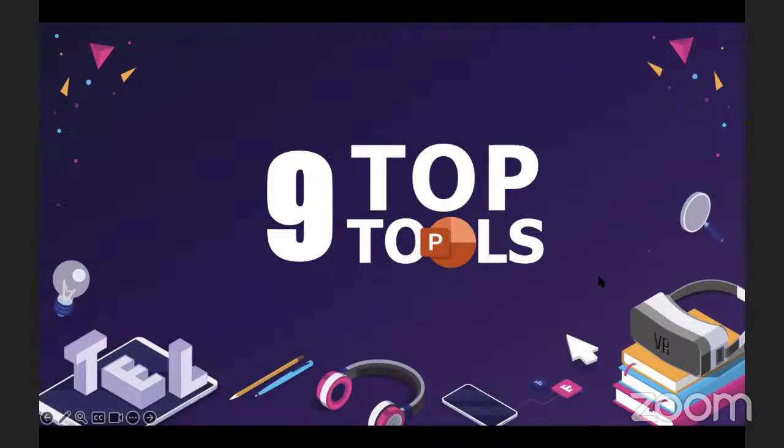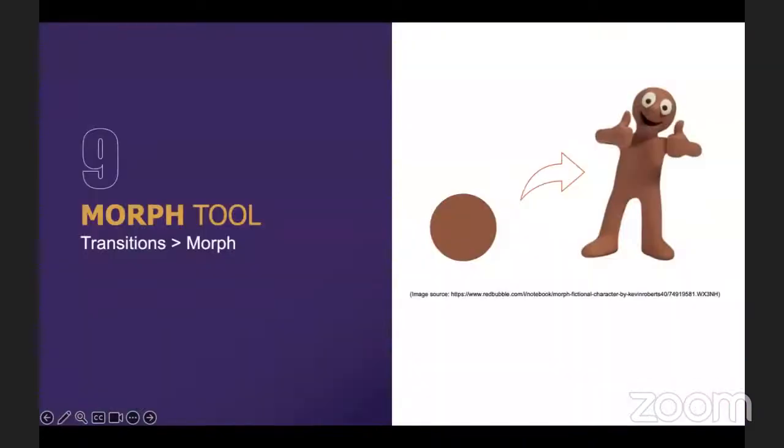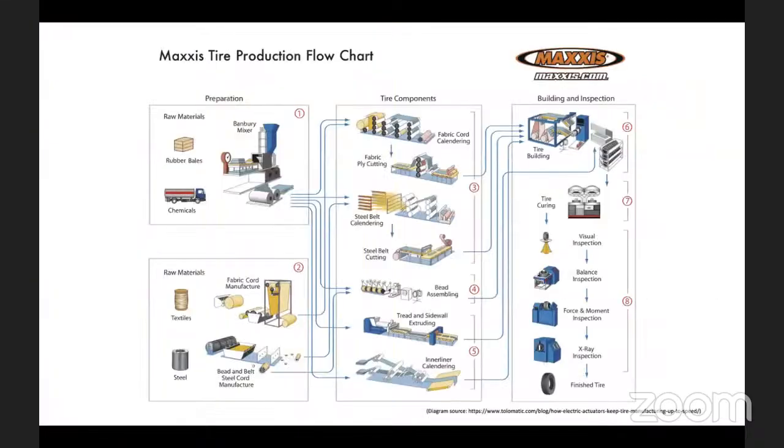So the first tool that I'm going to go through is the Morph tool. And this is an example. This can come in handy when you have a process that is visually illustrated. As you can see in the slide of the tire production flow chart, there are many steps in the process. If you were to show this to an audience, firstly, it would not be clear as some elements may be too small, or they will be tempted to jump ahead to the next step before you have explained the last. The Morph tool allows you to move through the steps in what seems to be quite a slick animated way.